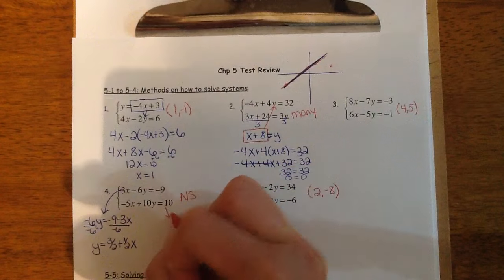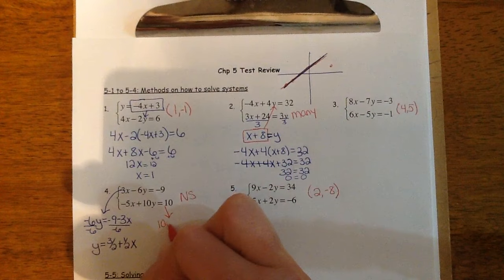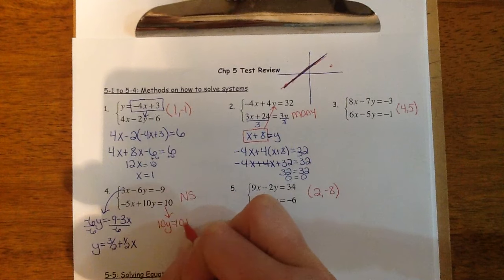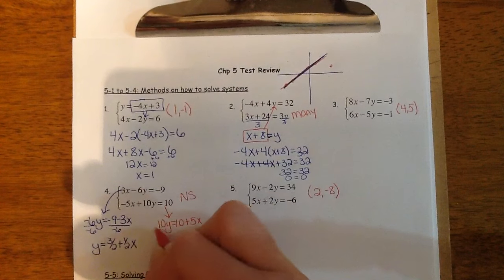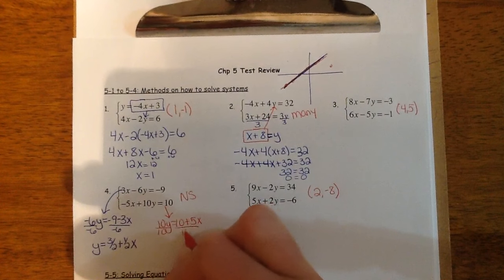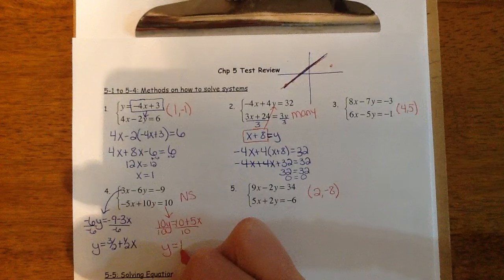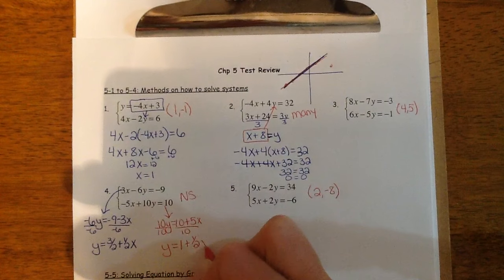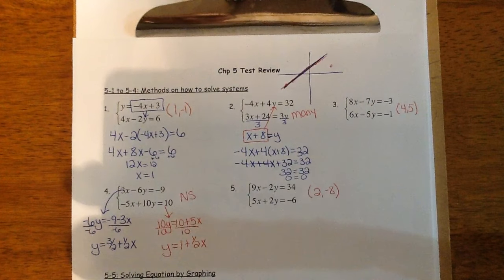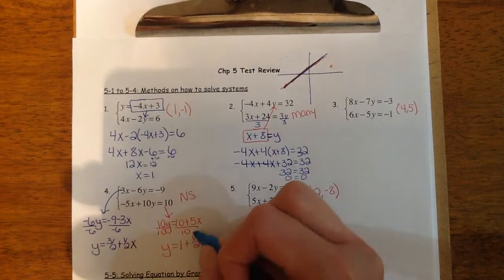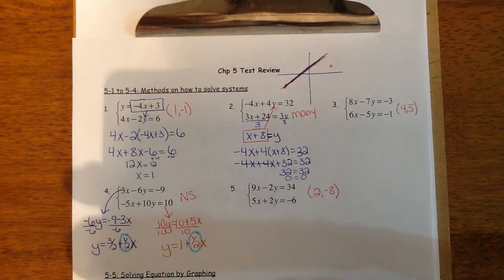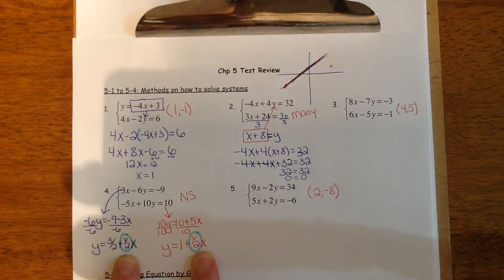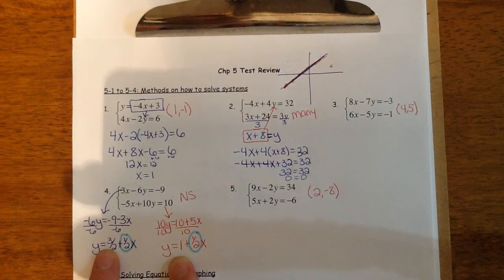Now I'm going to do the same thing for the second equation. I'm just moving the 5x over. Now I'm going to divide by 10. So I have a 1 plus 1/2 x. And if you notice right here, this is my slope, which means they're definitely parallel. And when I look at my intercept, this is technically a 1.5.